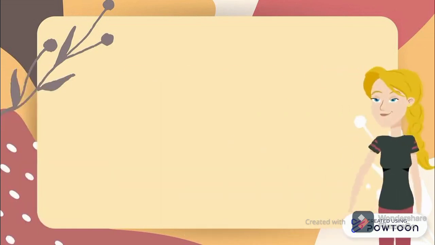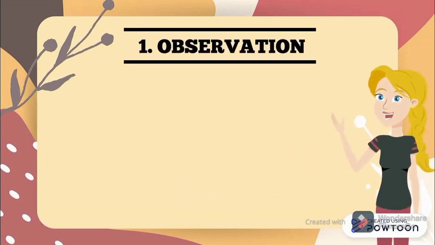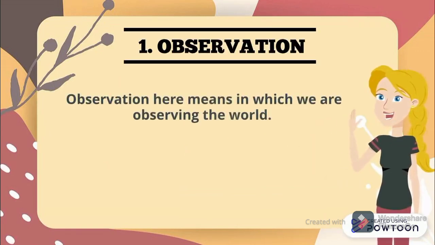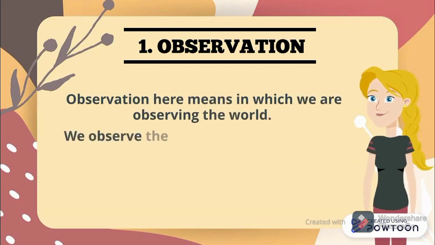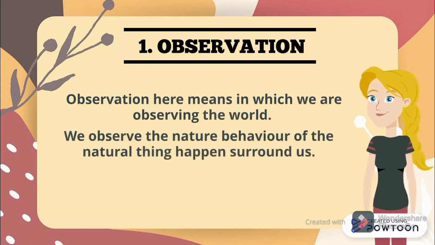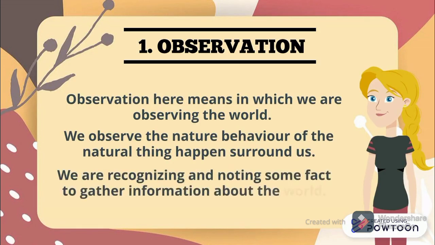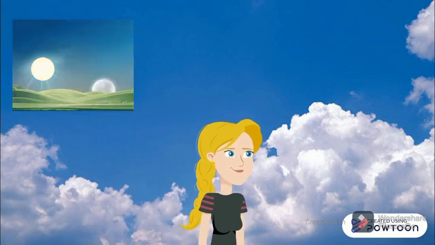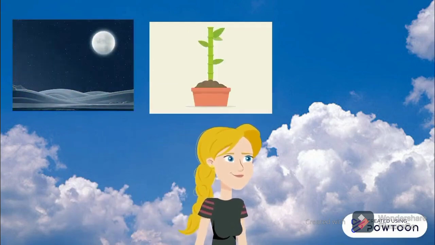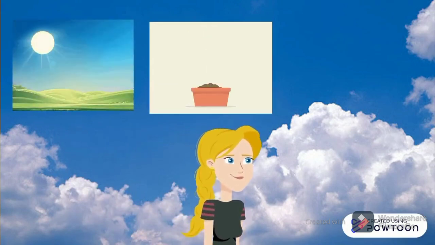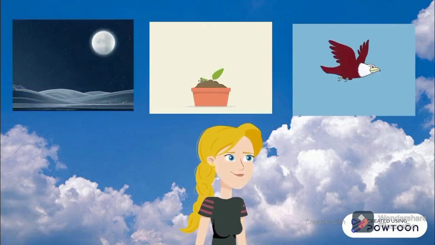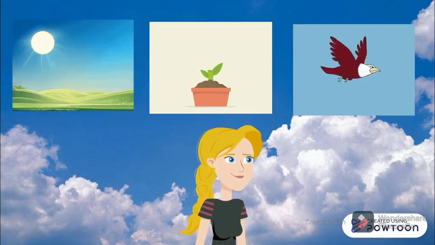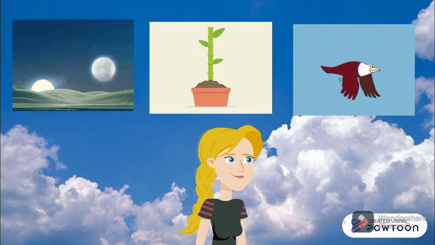First, observation. Observation here means we are observing the world. We observe the natural behavior of things that happen around us. We are recognizing and noting facts to gather information about the world. For example, when we are learning about the natural behavior of the world, we can observe the transition of day and night, the growth of plants, and how animals live every day.